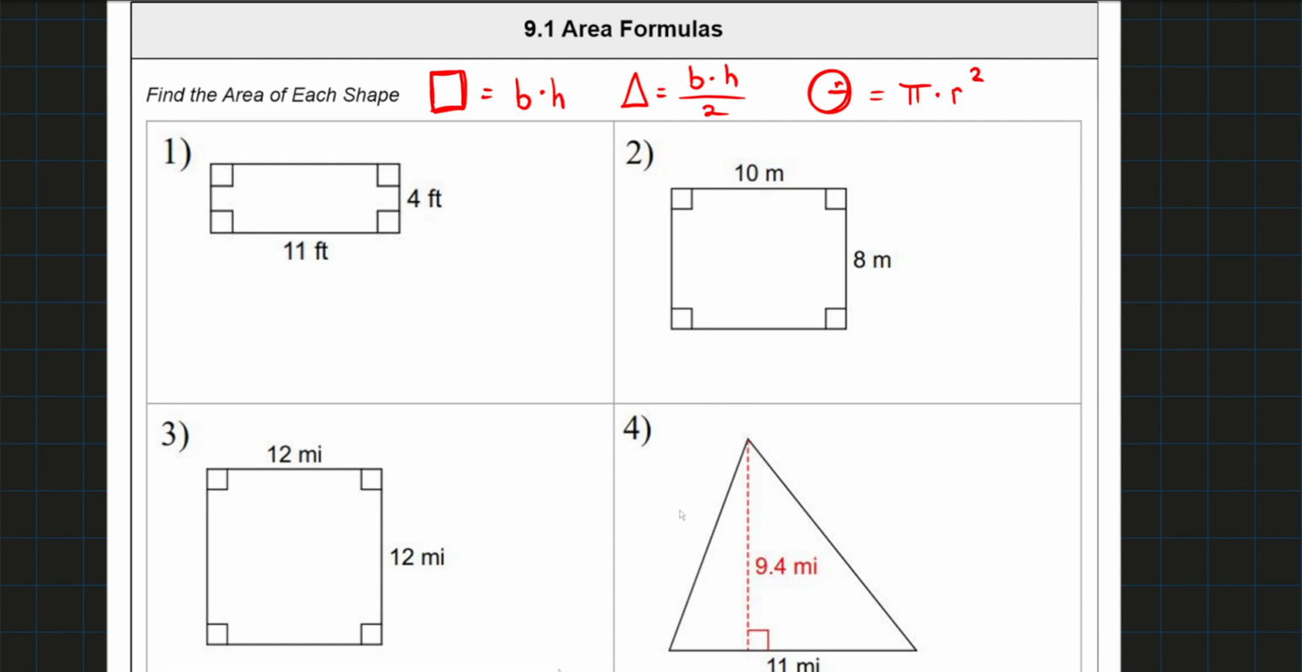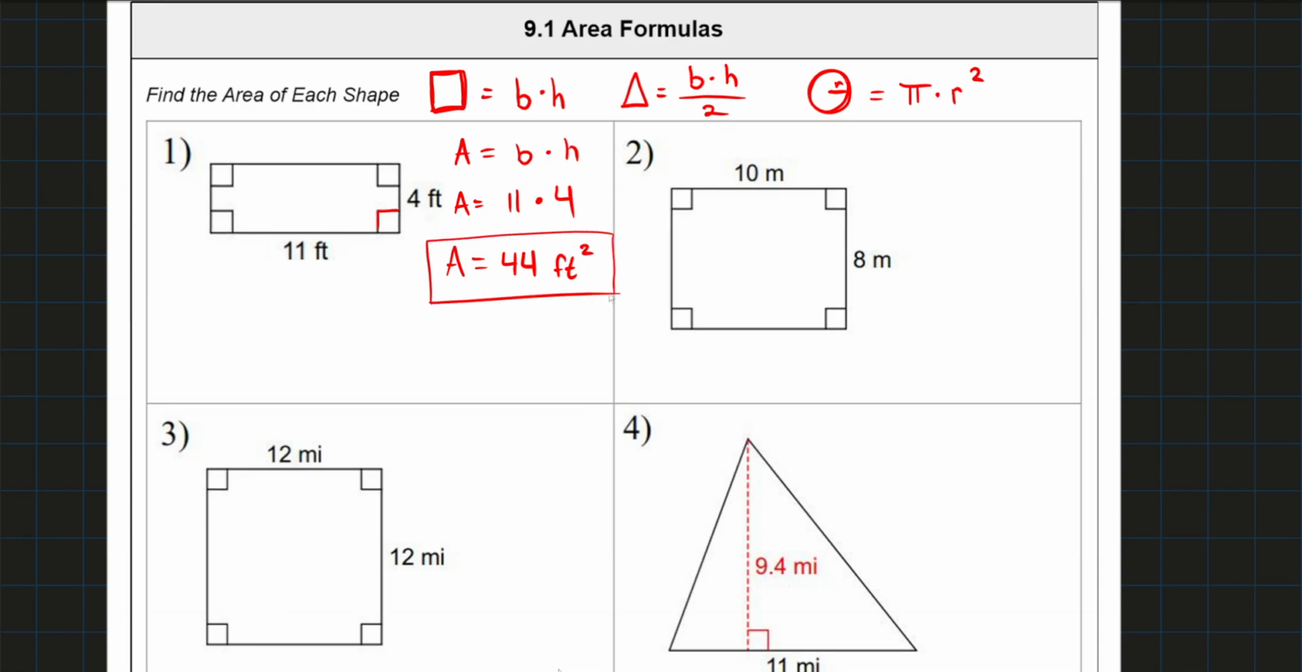Okay, I think we're ready. So the first one, is this a rectangle, a triangle, or a circle? It's a rectangle, so we're going to use base times height. Area equals base times height. Which one's my base? Well, I'll make it 11 because it's the horizontal distance, so 11. Which one's my height? 4 because it's perpendicular to the base. So area is equal to 11 times 4. 44 feet, and it's a two-dimensional area, so 44 feet squared.